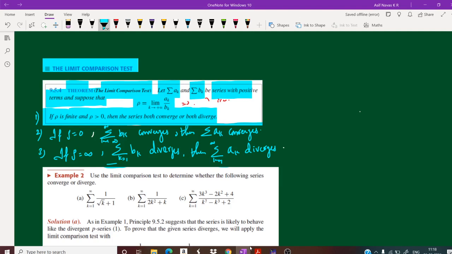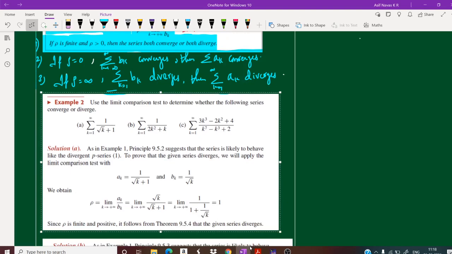So this is the limit comparison test. What we have to do is take the limit of ak by bk. If that limit rho is finite, then both converge or diverge simultaneously. Rho equal to 0, then if sigma bk converges, then sigma ak converges. Rho equal to plus infinity, then if sigma bk diverges, then sigma ak diverges.